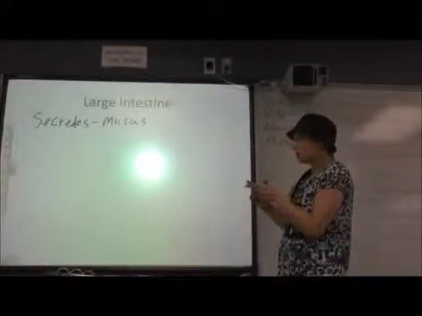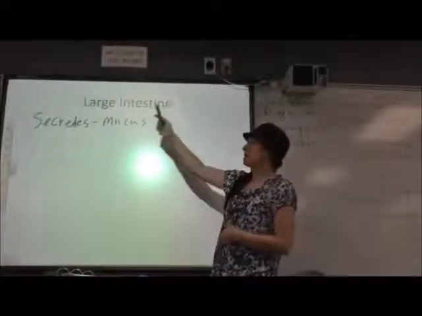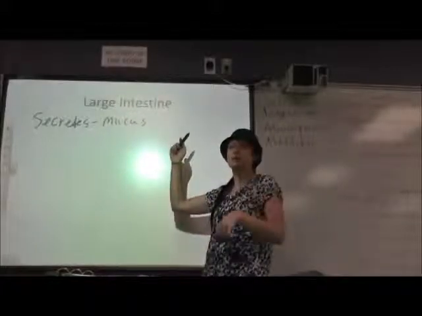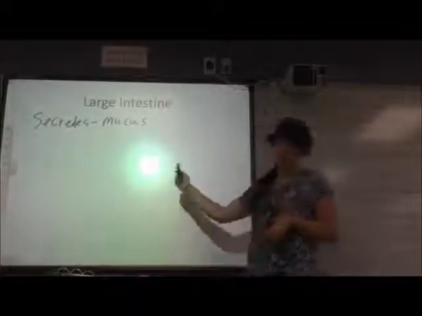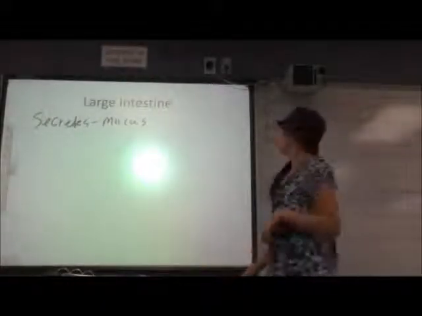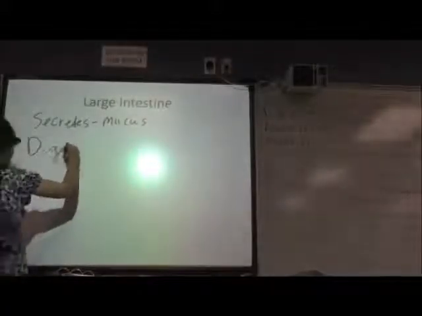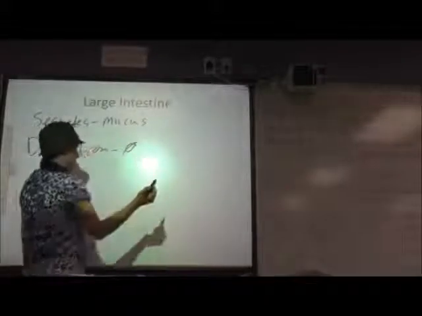So when we get to the large intestine, this material is mostly solid. So we really need to lubricate it, so there's a lot of mucus. And when you looked at the histology of the large intestine, you probably noticed there are a ton of goblet cells in it, because it's very busy secreting mucus. As far as digestion goes, the large intestine doesn't do any digestion of its own.